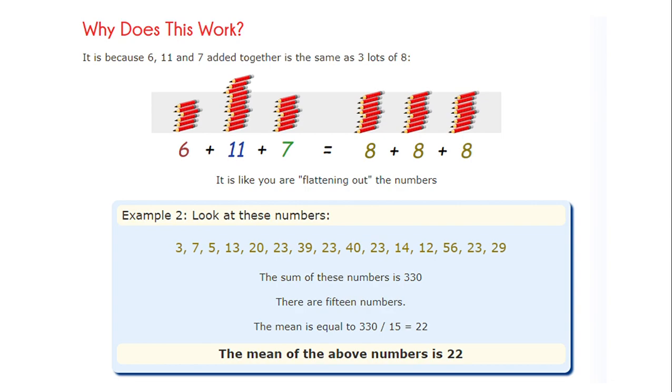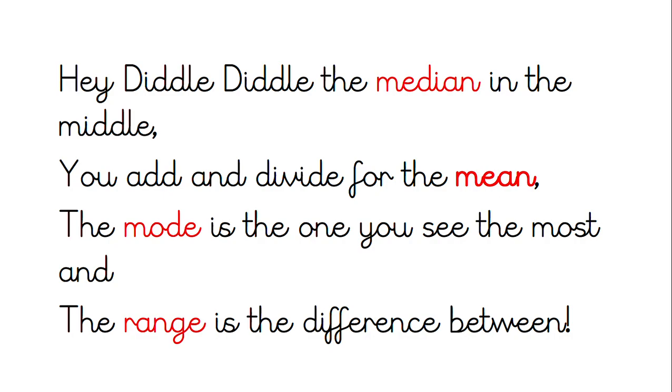Another example. Look at all these numbers. The sum of these numbers is 330. If I was adding all those numbers up in a question, I'd probably do it a couple of times to make sure I get to the same answer because there's quite a lot of numbers to deal with there. There are 15 numbers in total, so we divide the total by the number of numbers there are. So 330 divided by 15 is 22. So the mean average of the above numbers is 22.